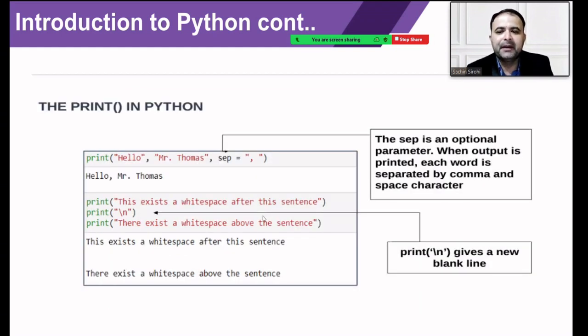Again, with print, the slash n basically gives a new line break, and the separator, as you can see, hello comma Mr. Thomas, will separate all these things. The sep is an optional parameter. When the output is printed, each word is separated by a comma and a space character.